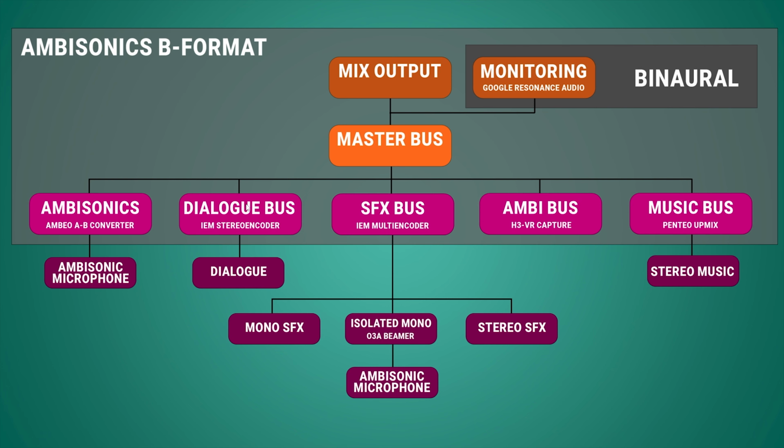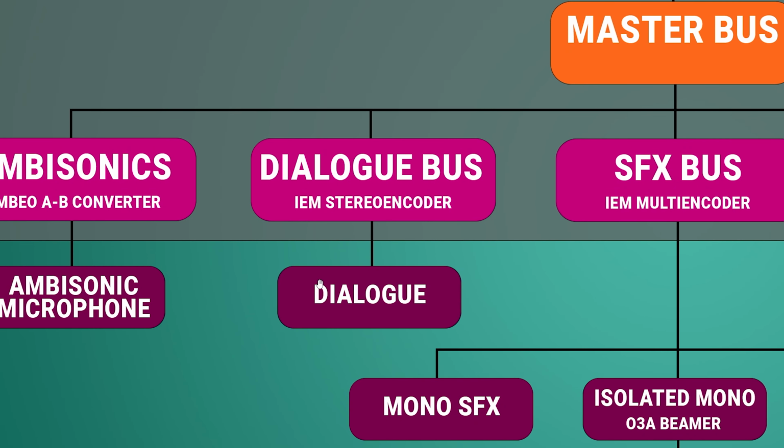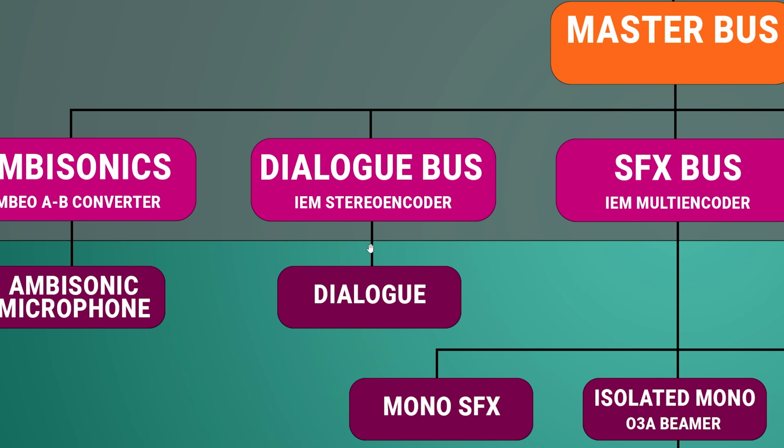Now we also have our dialogue bus. So we have a mono dialogue track. We need to take that dialogue and convert it into a format that can be interpreted in Ambisonics. So to do that, we're going into our dialogue bus, and then we're using the IEM stereo encoder. I'll talk more about what this tool is a little bit later, but essentially we're taking a tool that allows us to take this mono dialogue element and place it in a particular spot in the Ambisonics sound field. So it allows us to spatialize that sound.